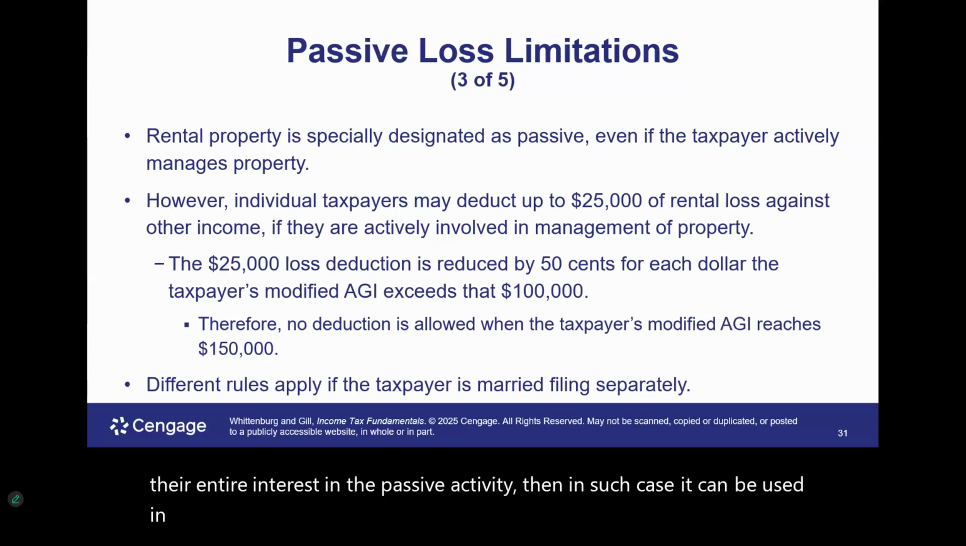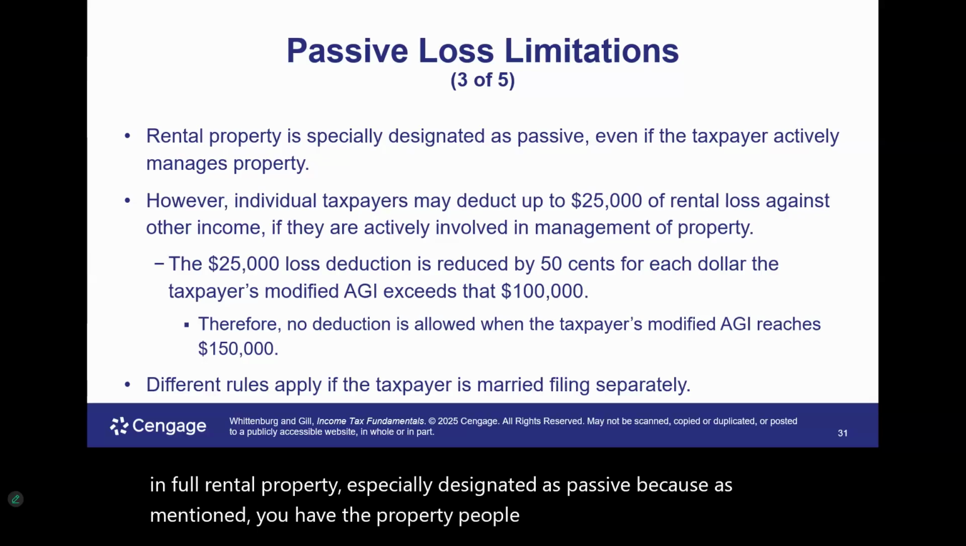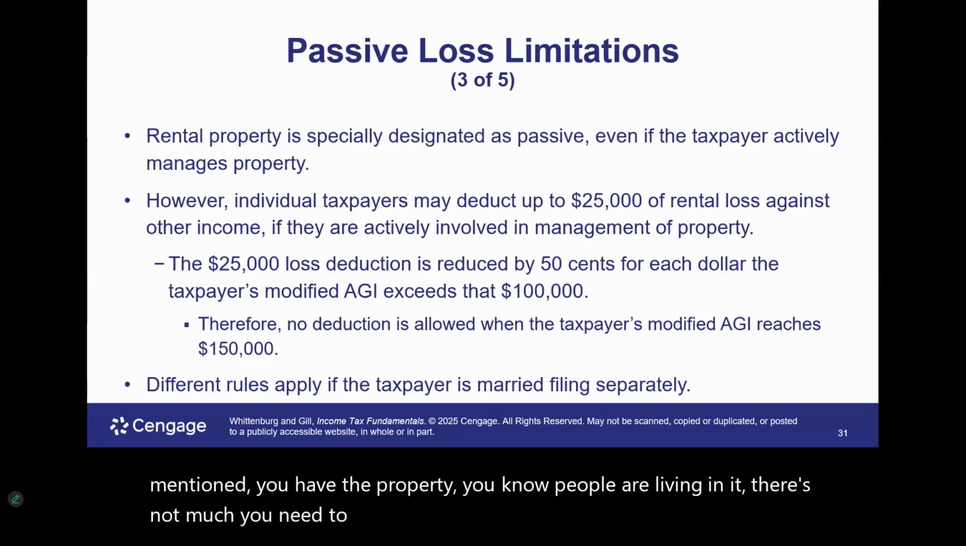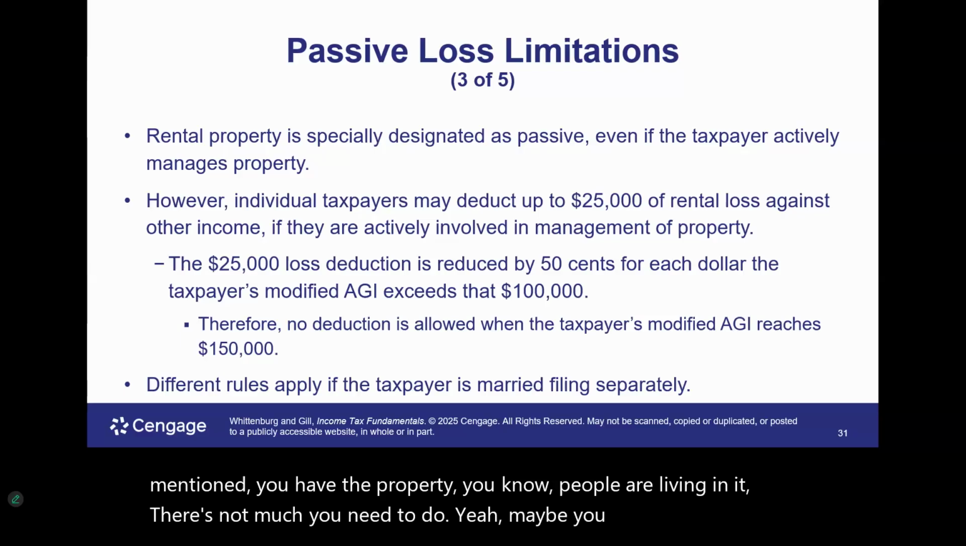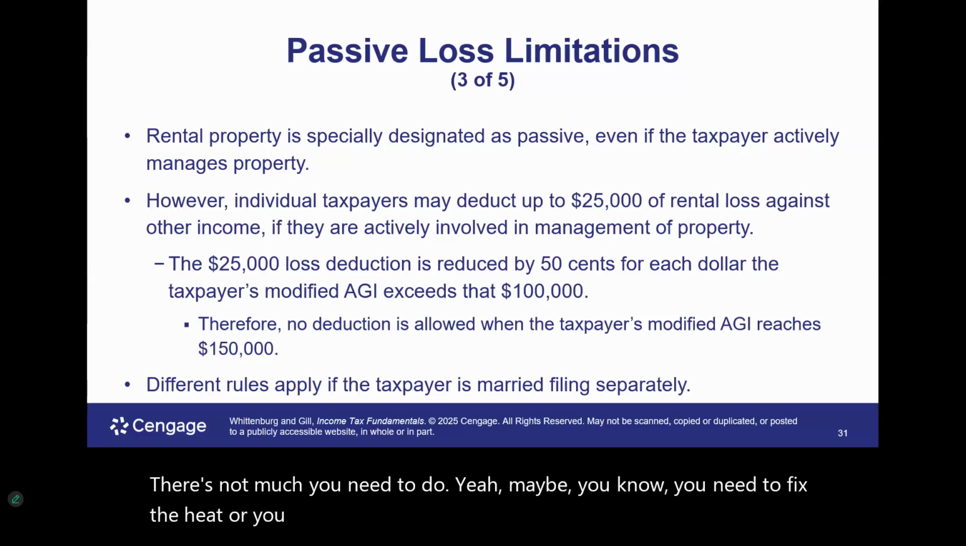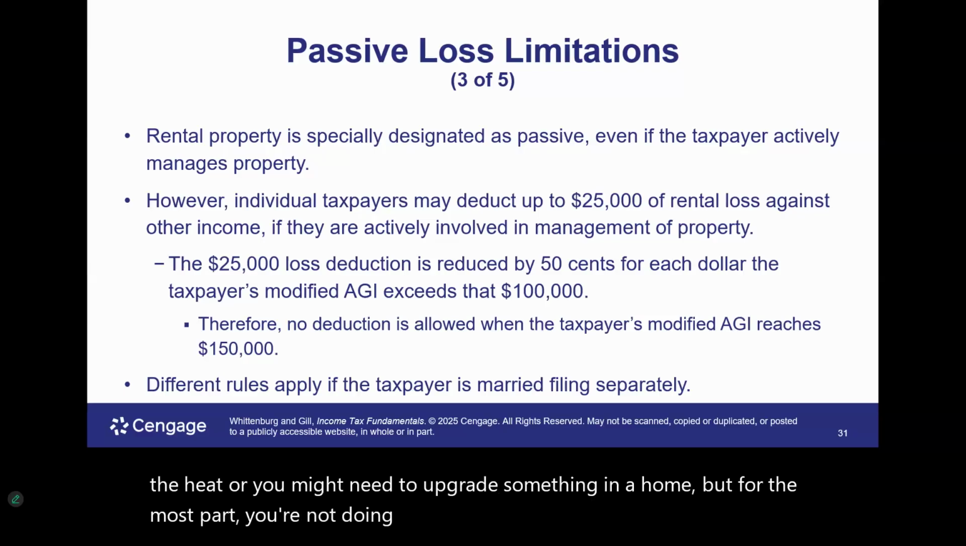Rental property is especially designated as passive because, as mentioned, you have the property, people are living in it. There's not much you need to do. Yeah, maybe you need to fix the heat, or you might need to upgrade something in a home. But for the most part, you're not doing much. The property in and of itself is what generates the revenue.